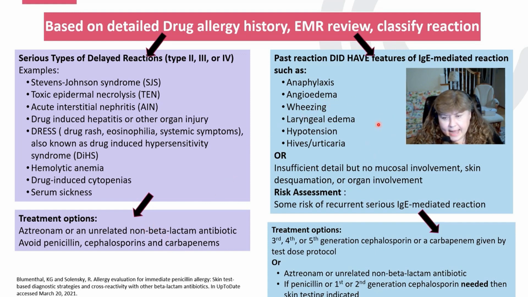If they did have a past reaction that did have features of IgE mediated and it was anaphylaxis, then you're going to want to think about how long ago it was, whether or not you want to go ahead and do formal testing for them, or if you need a drug right now, you can do a third, a fourth, or a fifth generation cephalosporin and feel pretty safe about it.